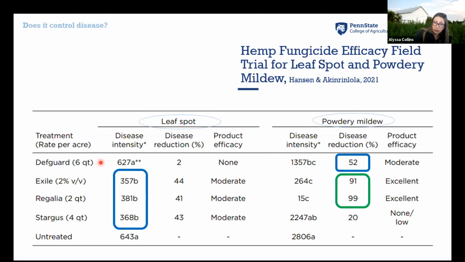On the other hand, for powdery mildew, DefGuard did a moderate job at controlling it, but Exile and Regalia did excellently. Stargus did pretty much nothing for it. So it looks like we are having different levels of efficacy among these products depending on what we're trying to control. They're both fungi, but these products work differently on the two different fungi. So that's another reason it's important to find out what disease you've got.